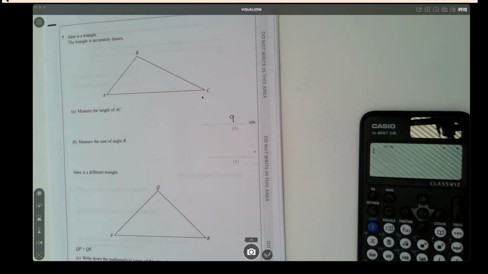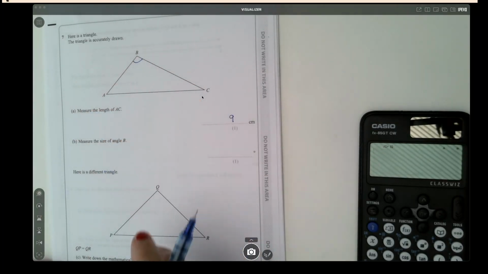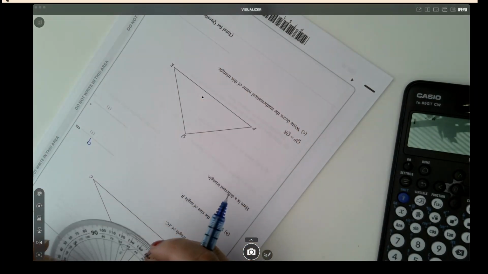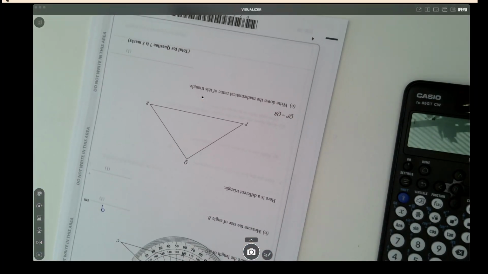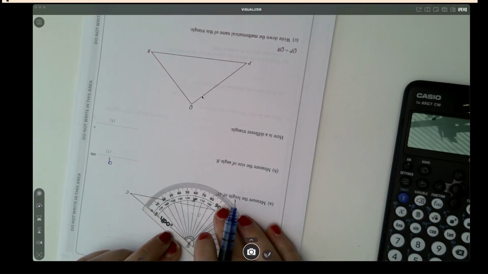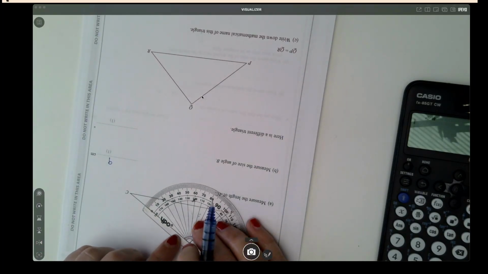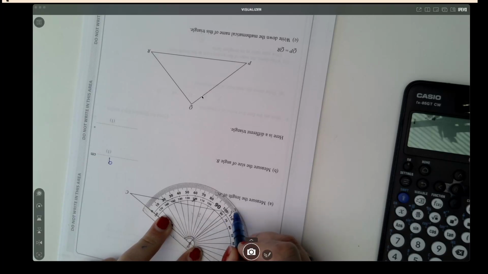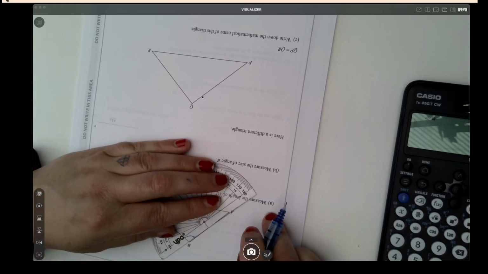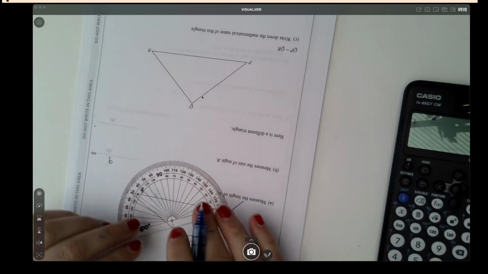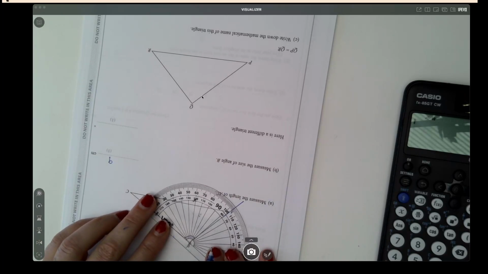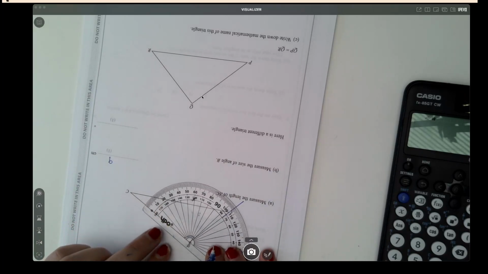Measure the size of the angle B. So the angle here at B. I'm just going to turn this round to make my life easier, and I'm going to put the centre of the protractor there where the two lines meet. I'm putting my 0 line flush with the line BC, and then I'm going to read around. Now you'll see that my line doesn't quite reach, so I'm going to extend that to make my reading a little bit more accurate. So centre back where the two lines intersect to form the angle.